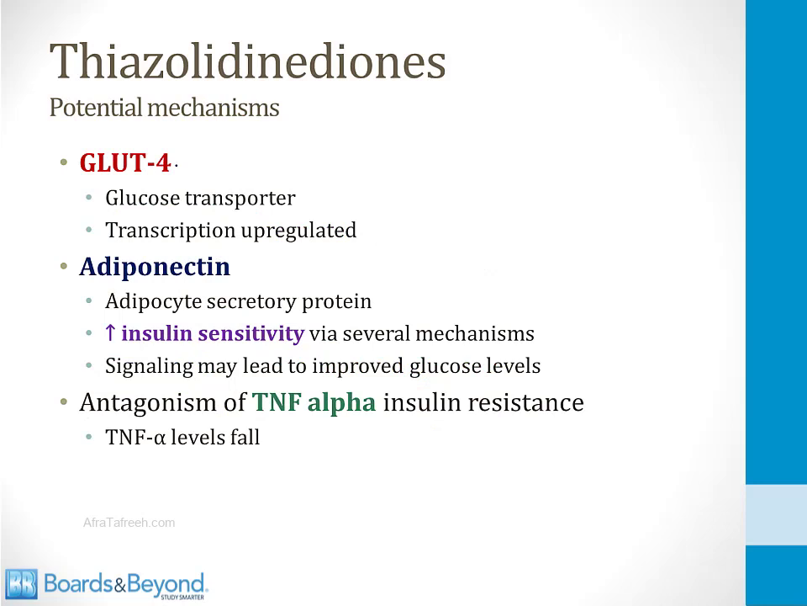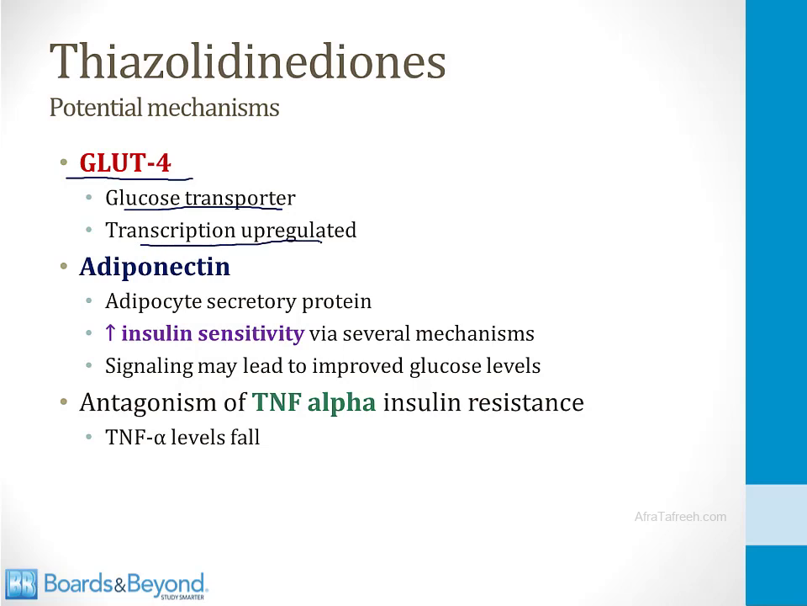The exact mechanism by which TZDs bind to the PPAR gamma receptor and improve blood sugar levels is not known, and if you do a PubMed search on TZDs, you will find lots of basic science papers trying to understand the mechanism of these drugs. Some of the potential mechanisms that are worth knowing include the GLUT4 receptor. This is a glucose transporter, and its transcription is upregulated in the presence of TZDs bound to the PPAR gamma receptor.